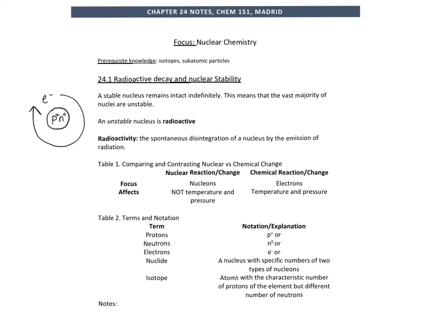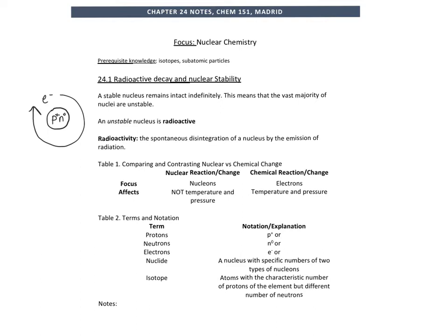So by definition, an unstable nucleus is radioactive. I don't know if you guys have seen the movie, I think it's Radioactive, right? That focuses on Marie Curie and her discovery of a couple of elements and radioactivity, etc. But it's a really fun movie to correlate with this topic. You can kind of see it in action.